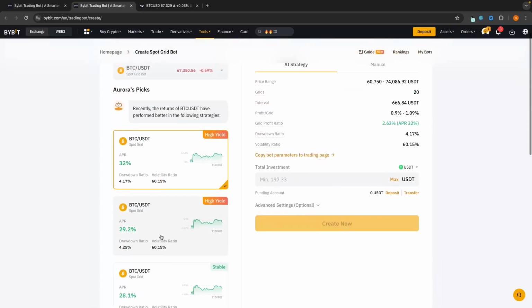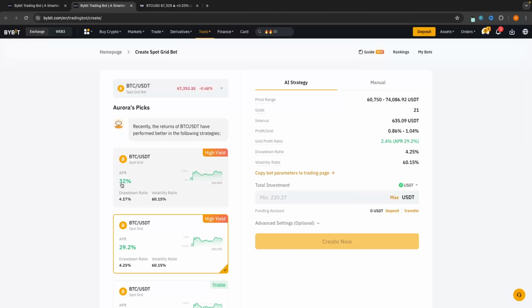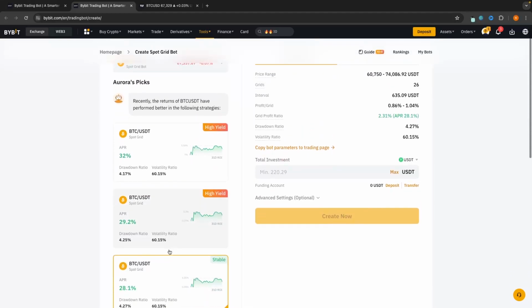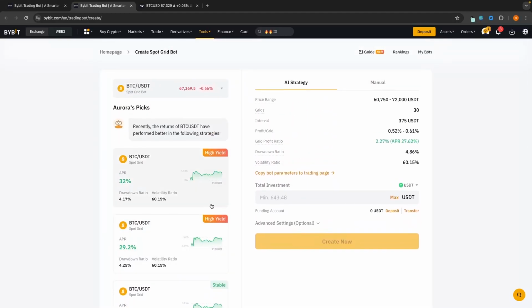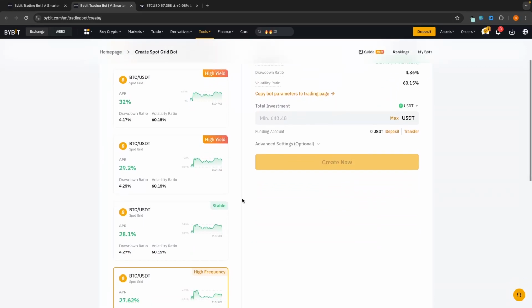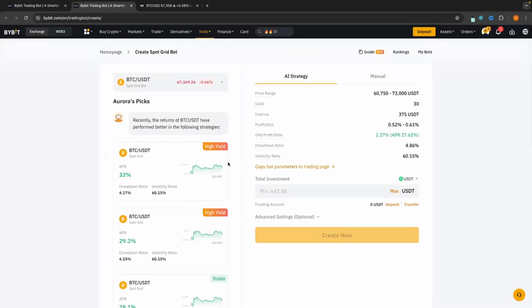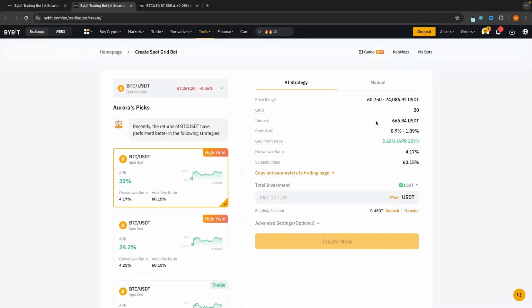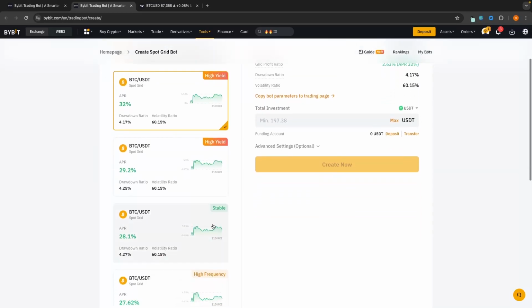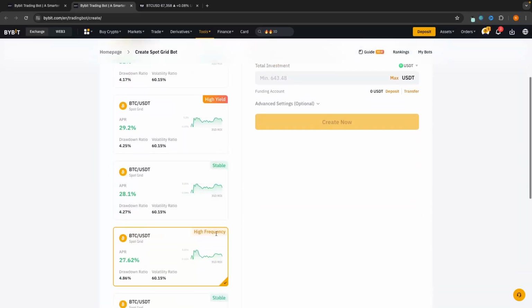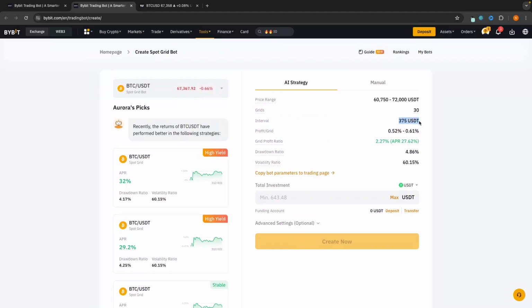So you can either go down, we can look at all of the parameters, we can look at the APR, we can look at how much profit this has made over the past 14 days. And we can choose from one of these AI parameters right here for which one we want to go for. Like this one is a major difference. We can see between this top one, we have an interval of 666. And then this one down here, the high frequency bot, is going to change this to 375. So we're going to be making trades a lot more frequently.